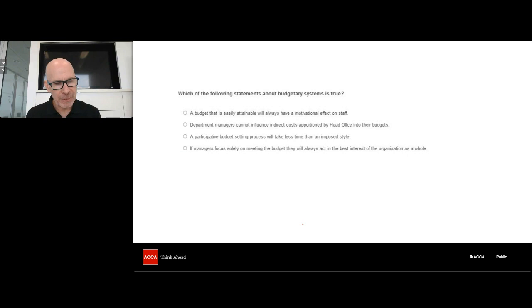A budget that is easily attainable will always motivate the staff. Well, I'm always skeptical of always. And if it's easy, I don't have to work harder, right? I don't have to work harder. So my performance won't change. So A doesn't look good.